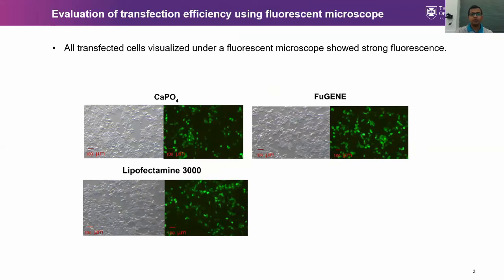We wanted to confirm if the optimized conditions are suitable for the other transfection methods, like calcium phosphate and Lipofectamine 3000. To verify that, we co-transfected eGFP plasmid along with the CaV2.2 subunit plasmids using all three methods. When visualized under a fluorescent microscope, all transfected cells showed strong fluorescence, indicating successful transfection was achieved in all three methods.